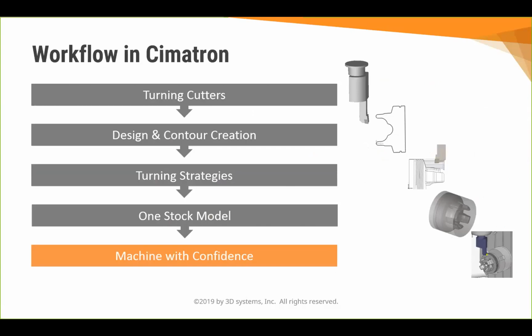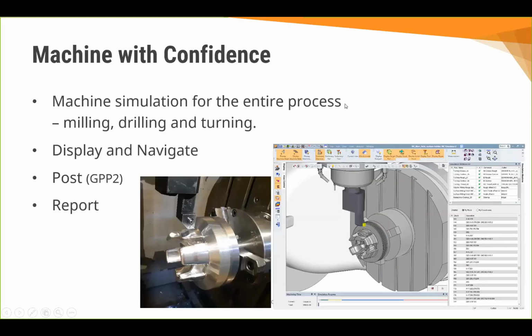And the last step, we want to machine the part, so you can use all the tools that are available in Cimatron, such as display, navigation, post, report, and of course machine simulation for the entire process, both milling, drilling, and turning.